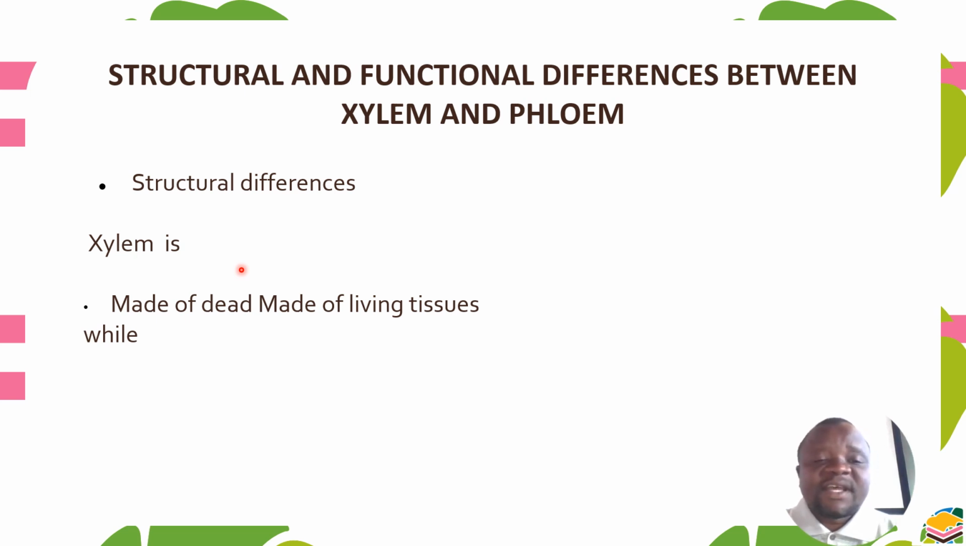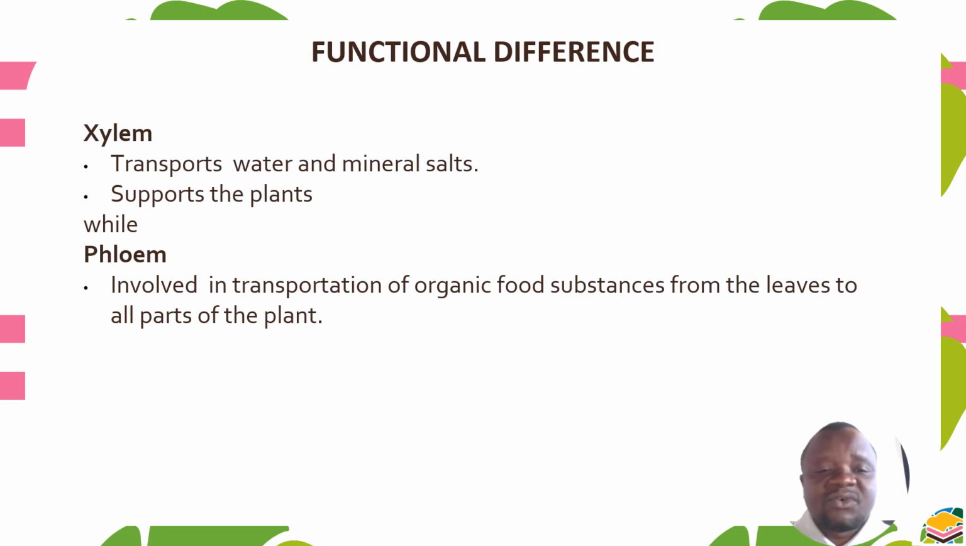Let us start with the xylem versus the phloem now. Generally, the xylem is made up of dead tissues, while the phloem is made up of living tissues. So you can see now that the xylem is made up of dead tissues, while the phloem is made up of living tissues. That is according to structural difference.